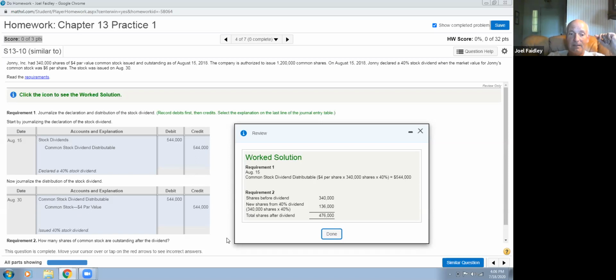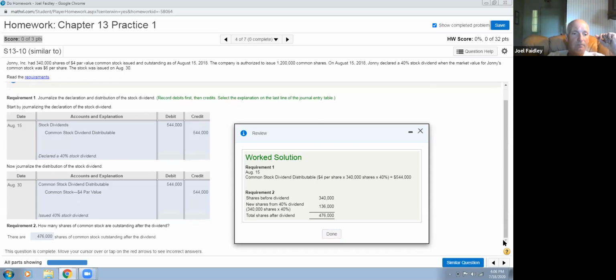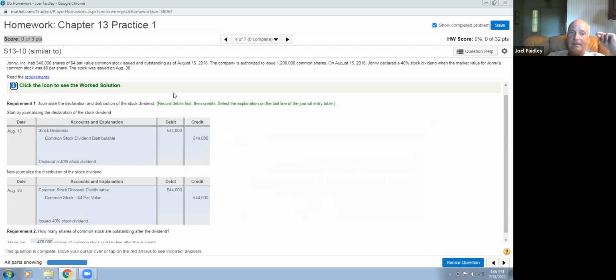All right, so part 2 says, what is part 2? Well, part 2 says how many shares of common stock are outstanding after the dividend? 476,000. So that's your 340,000 plus 40% of 340,000, whatever that is. So 1.40 times 340,000 is 476. If this problem had been about 10% instead of 40%, what would have been different is you would have used the market share of the stock to do the calculation. I'm not sure if we have one here like that or not, but that's what you would have done.